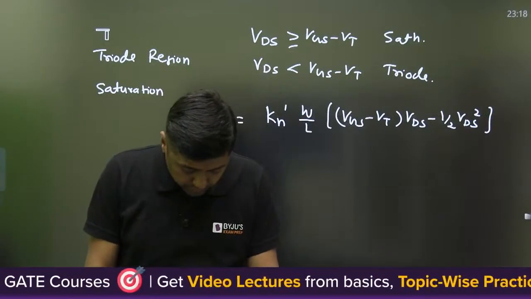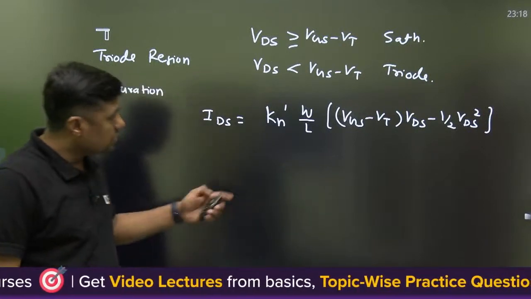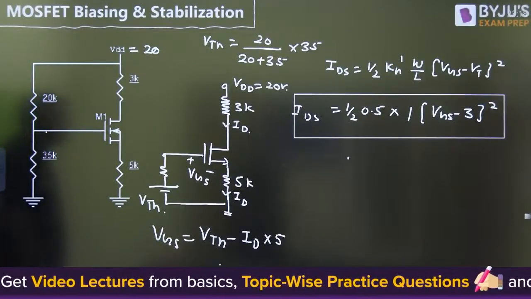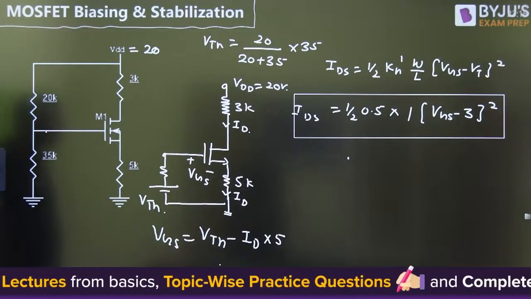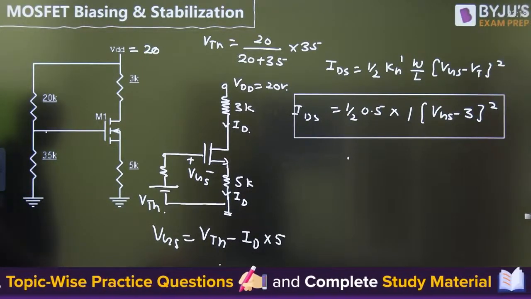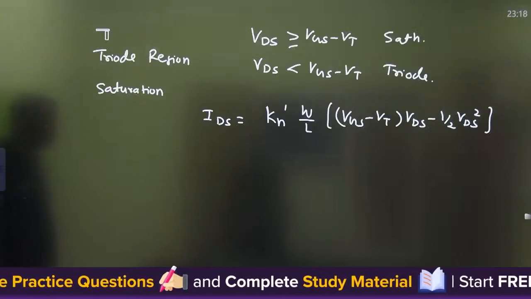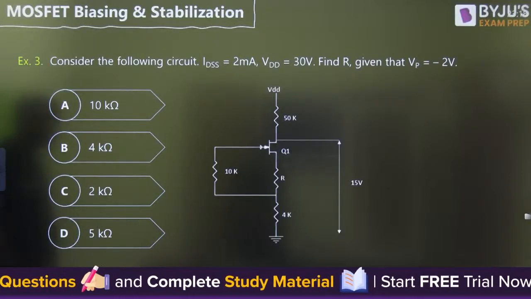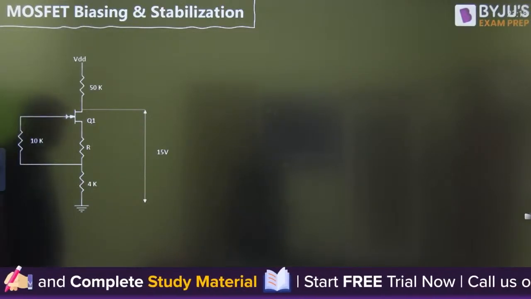Okay, then this is the value, half of K n' W by L, VGS minus VT the whole square, and this is the value. Now try to solve with these two formulas. Then 1 minute.